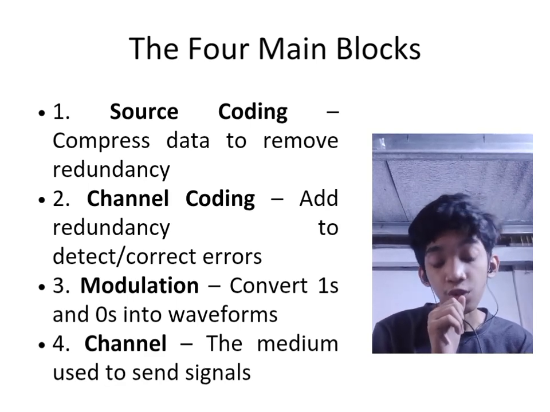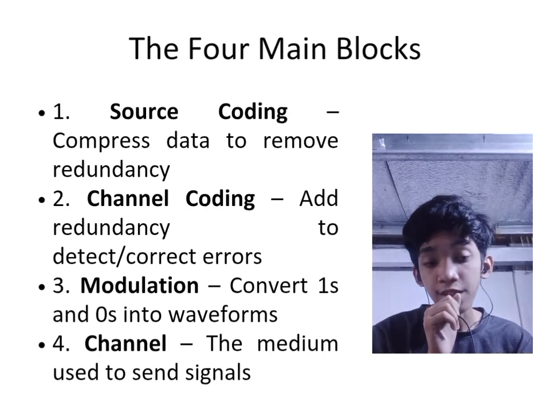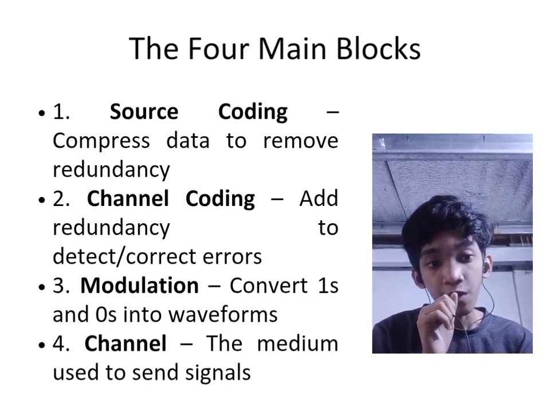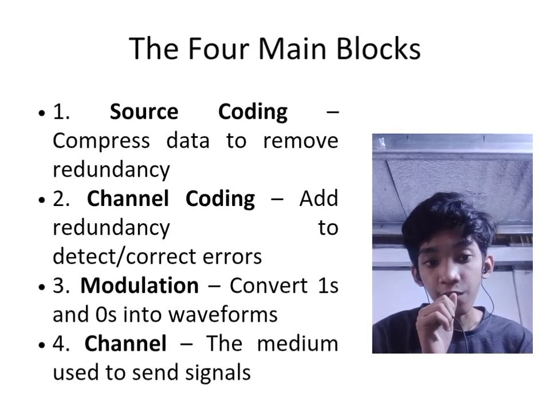And the last step is called channel. Channel is the medium used to send these signals. The signal is sent through a medium. This could be a wire, an optical fiber, or the air for wireless communication.